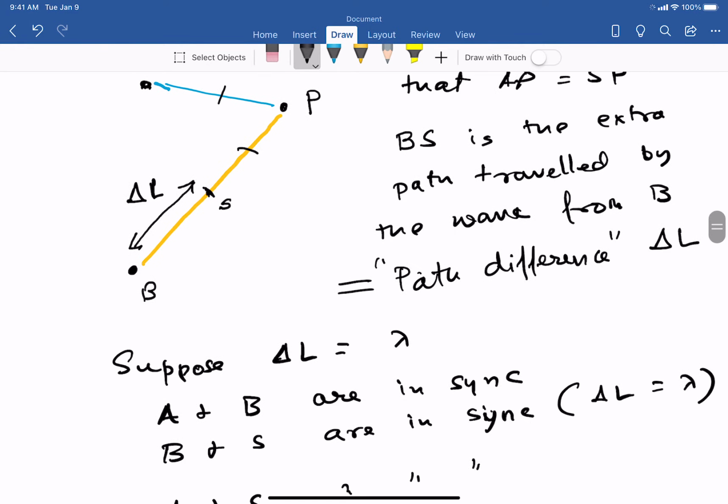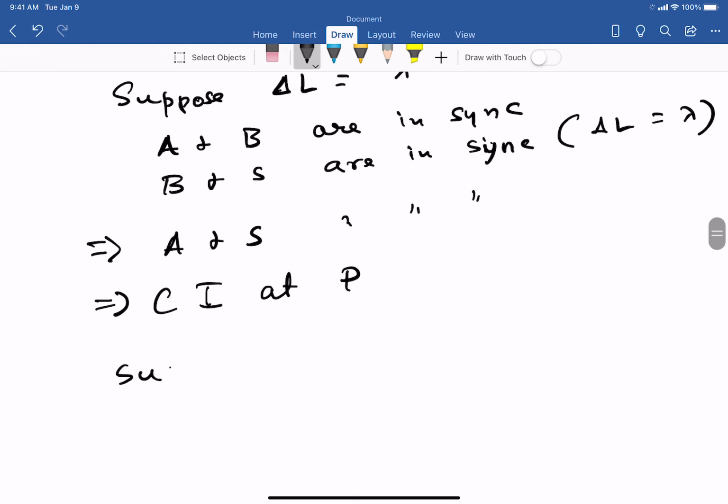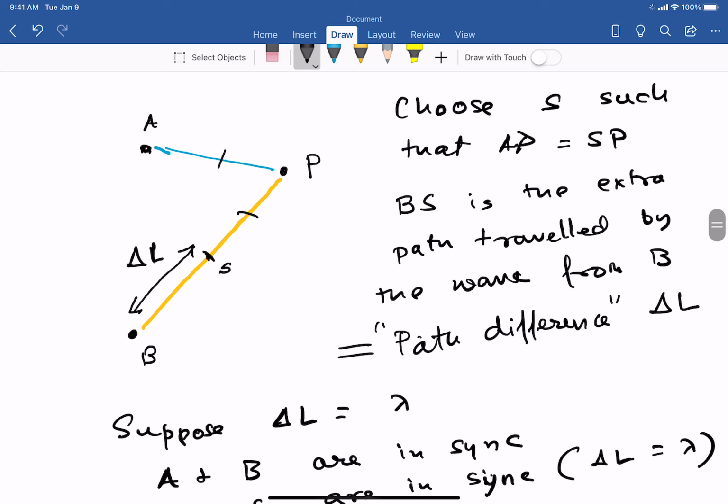Now, could you repeat the same logic if delta L was 2 lambda? Yes, if delta L was 2 lambda, then B and S would still be in sync, right? A and B are in sync, we know. So that means A and S would be in sync. And so from S to P and A to P, it's the same distance. So you know that the waves will be in sync at P.